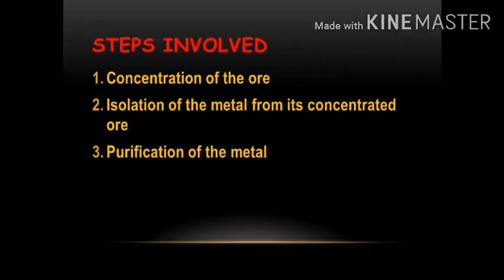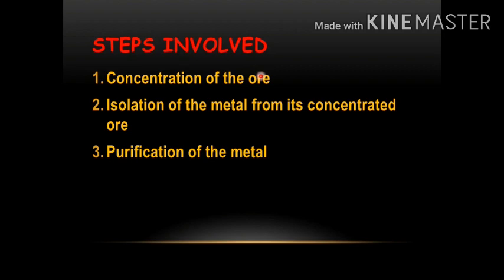Now, we are extracting the metals from the ores. So there are certain steps involved in it. What are the different steps involved in the extraction of metals from a particular ore? The first step is concentration of the ore. The second step is isolation of the metal from its concentrated ore. And the last one is purification of the metal.